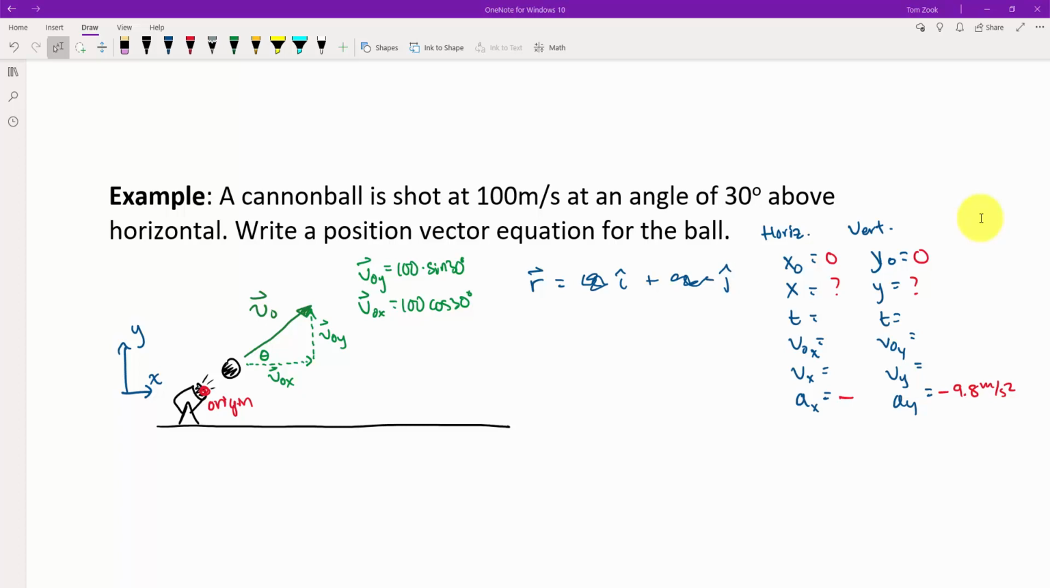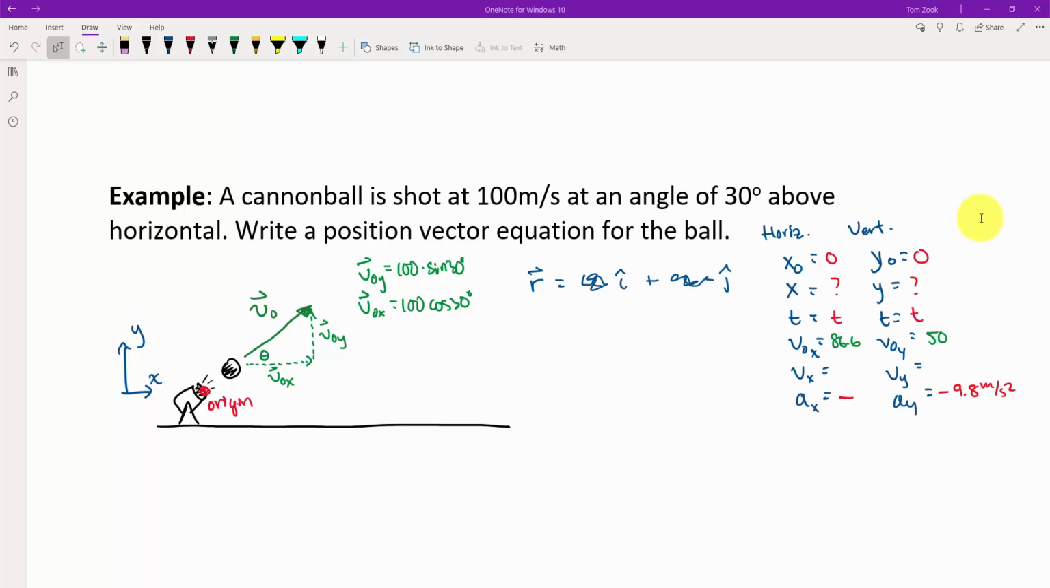But the original velocities we do have now. All right, so 100 cosine of 30 and 100 sine of 30. In the x direction, we'll have 86.6. And in the y direction, we have 50. Now the final velocity we don't know, and for most kinematics problems, you don't need to know all those things. So the time is just going to be our variable t.